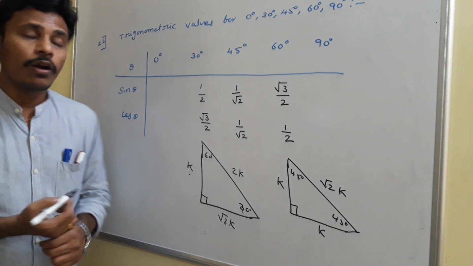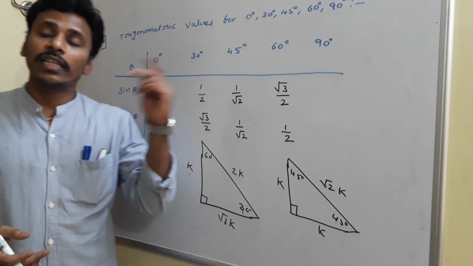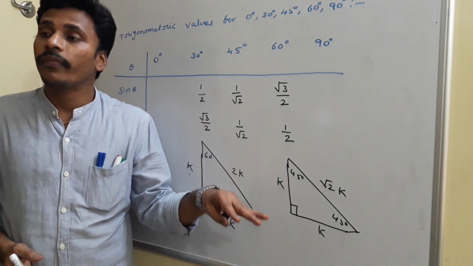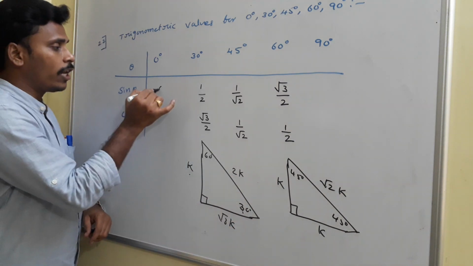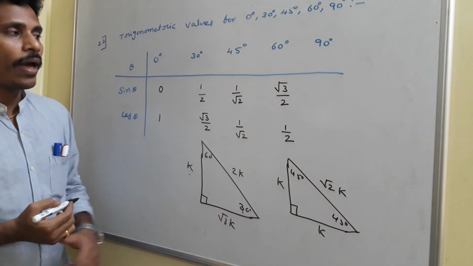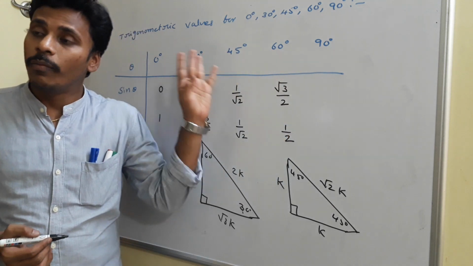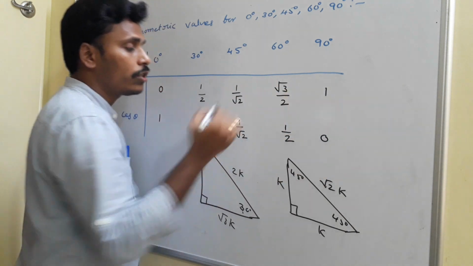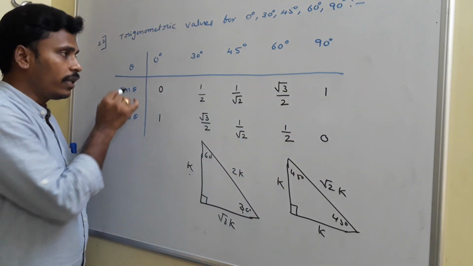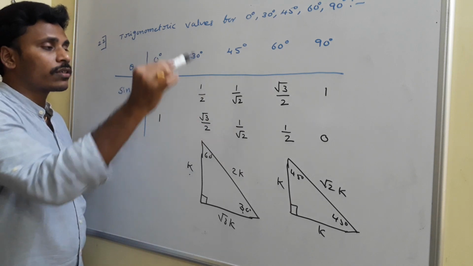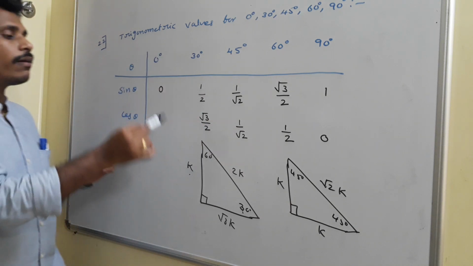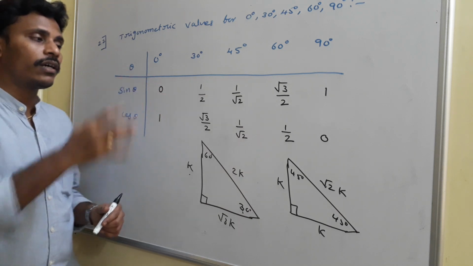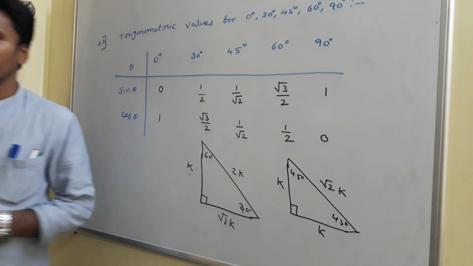I already told you, for the angle of 0 degrees, when you think in the terminal ray concept, the terminal ray is the x-axis itself. On the positive direction of the x-axis, the sine value is 0 and the cos value is 1. Whereas corresponding to 90 degrees, the terminal ray is the positive y-axis, and for that the cos value is 0 and the sine value is 1. So likewise, we fill the trigonometric table using these two triangles along with the terminal ray concepts for 0 degrees and 90 degrees. Have a look at this first.